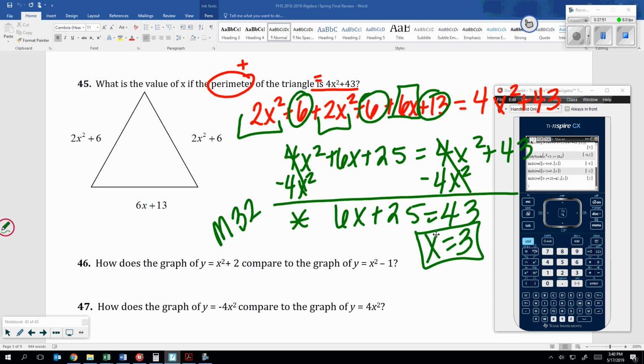So 46 is just asking how do they compare? Now to do this, the easiest thing is to just graph it. So I open up a new document, and I'm going to graph x squared plus 2, and then I'm going to graph on the same thing, so tab, x squared minus 1. Now what happened? Well, it moved down. So it shifted down, or how did the blue translate from the red? Well, it shifted up.